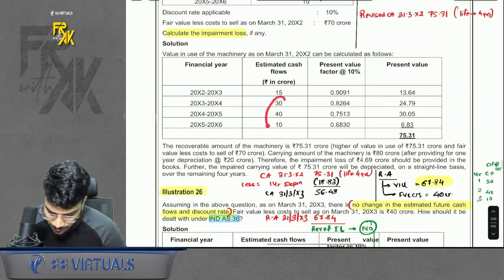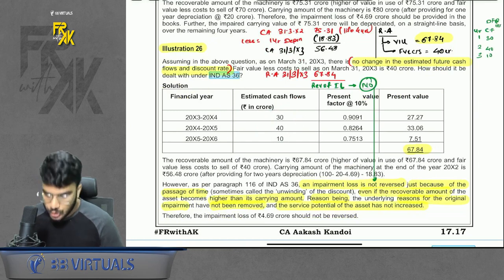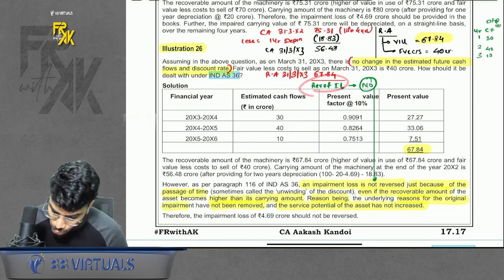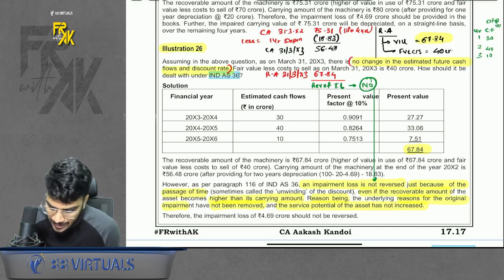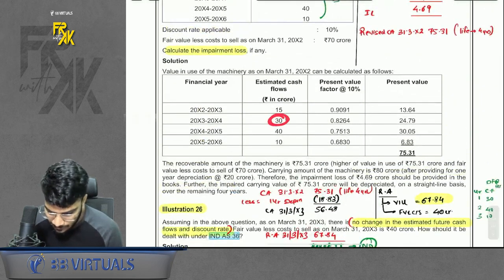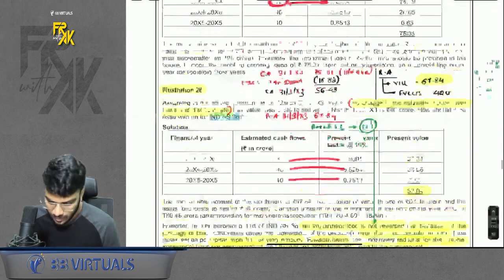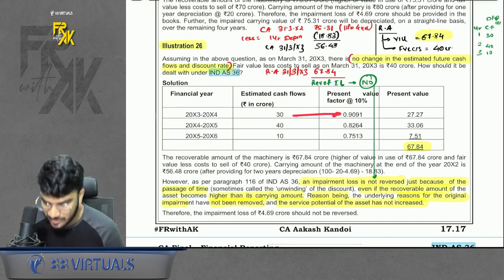Whatever cash flows were there in the previous year, the same persist in the next year as well. So the reversal, even if it is shown, you will not do it. Why? Because such reversal is only seen because the cash flows have come 1 year closer. Like in the previous year, we were multiplying 30 by the second year discounting factor. Here in the next year, we are multiplying 30 by the first year discounting factor.